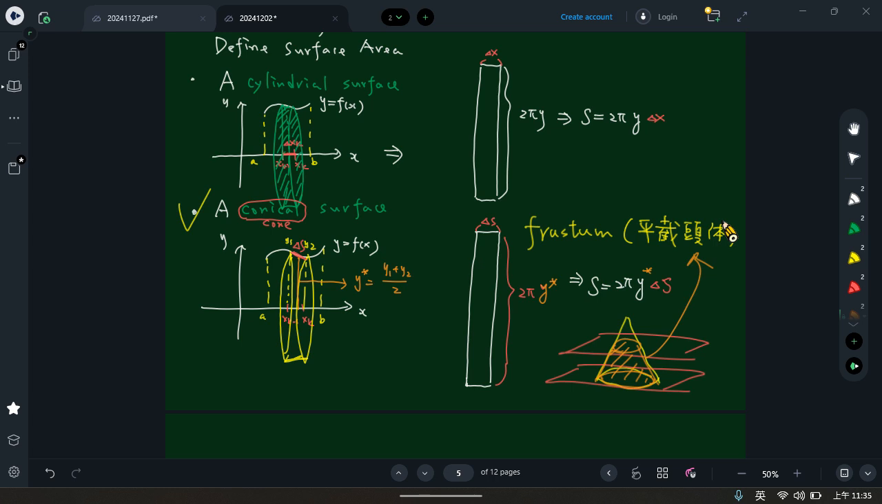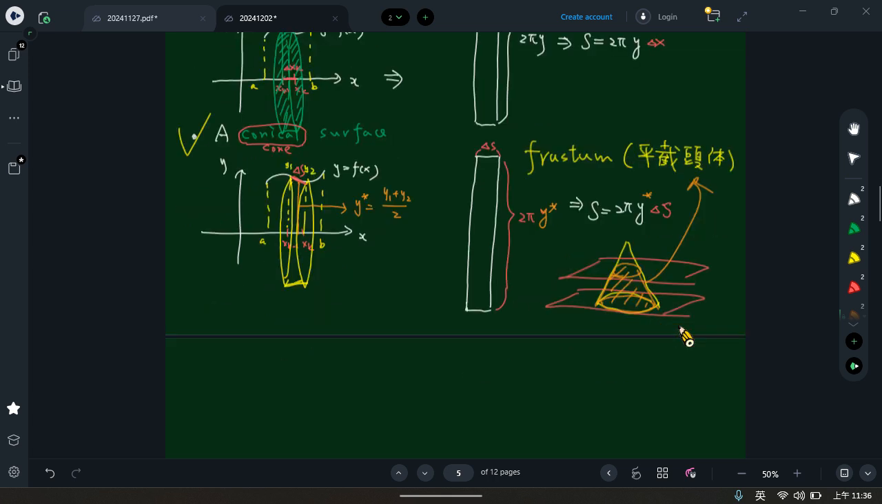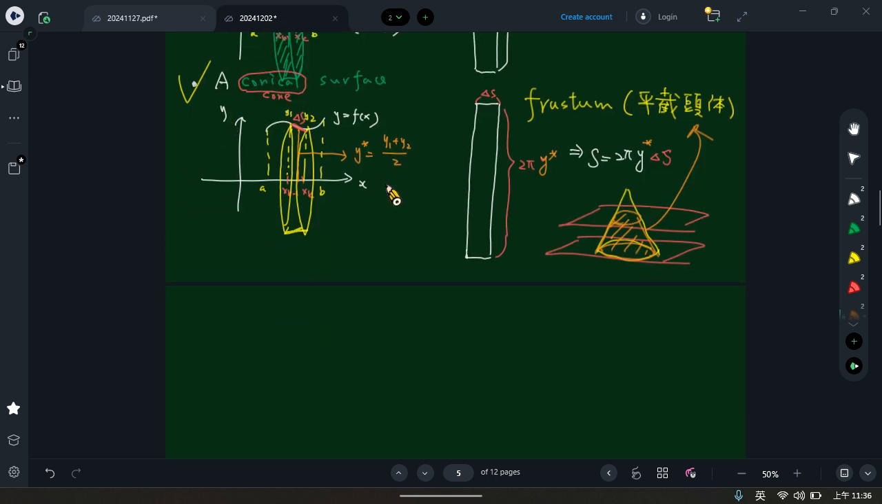So following the frustum idea, you think about this part as equal to this. But for the cylindrical surface, it will always be a circle, just a can. But the conical surface follows the cone.